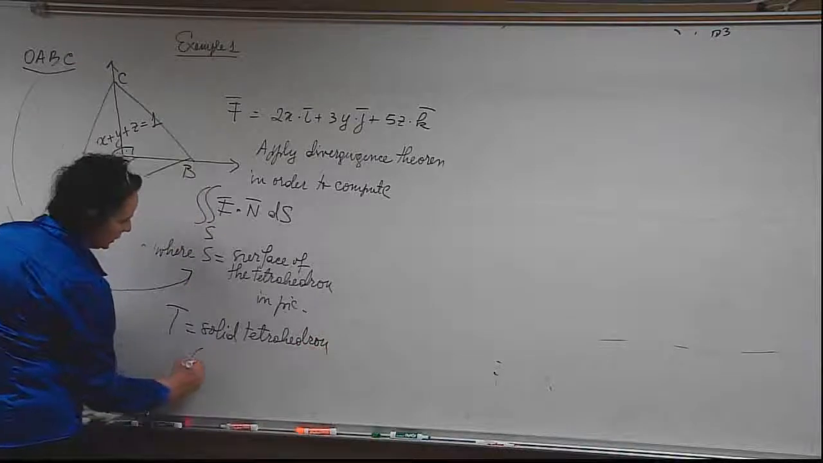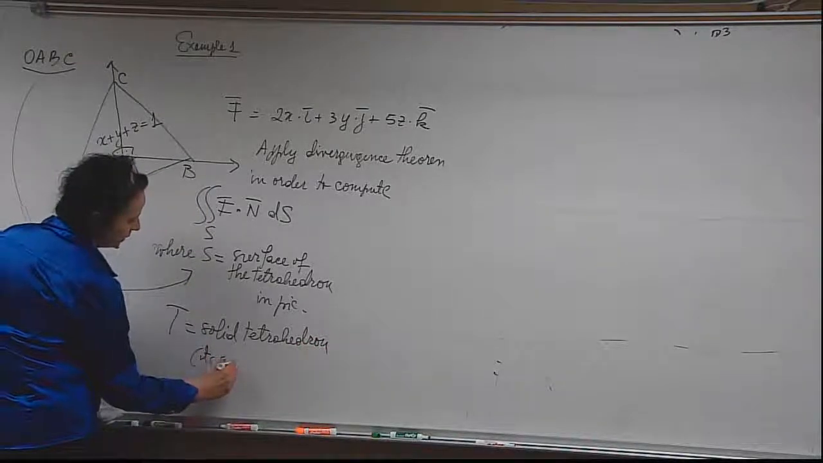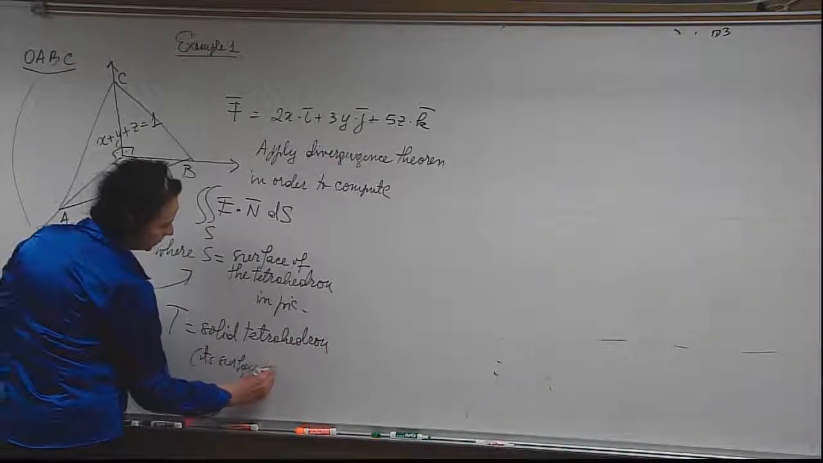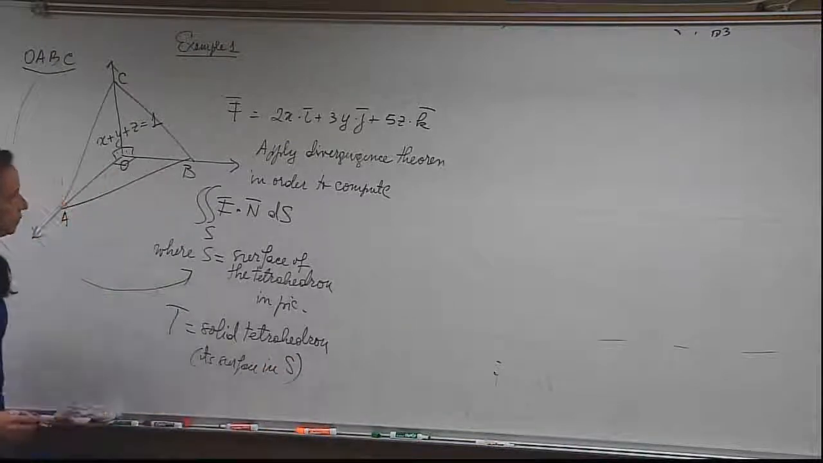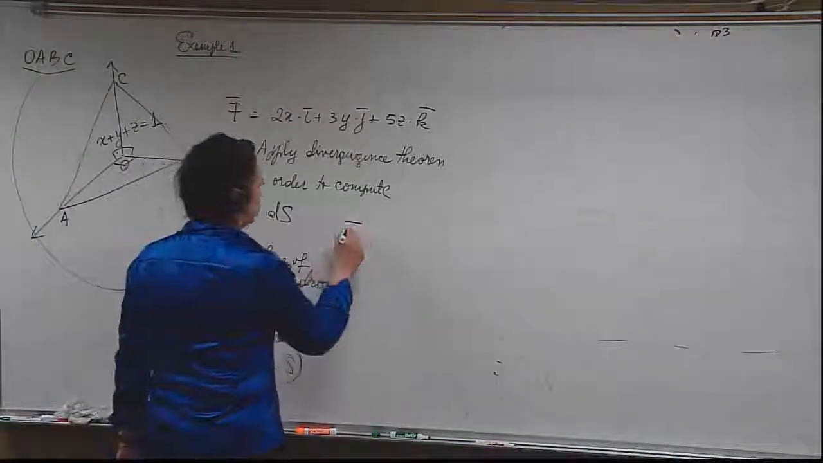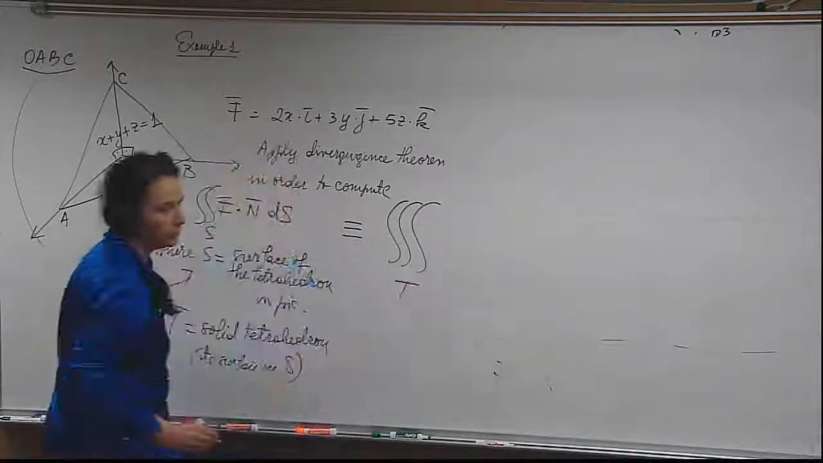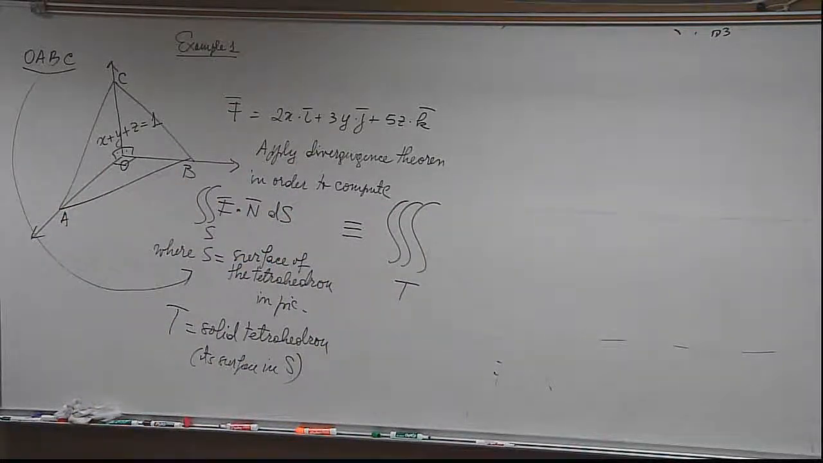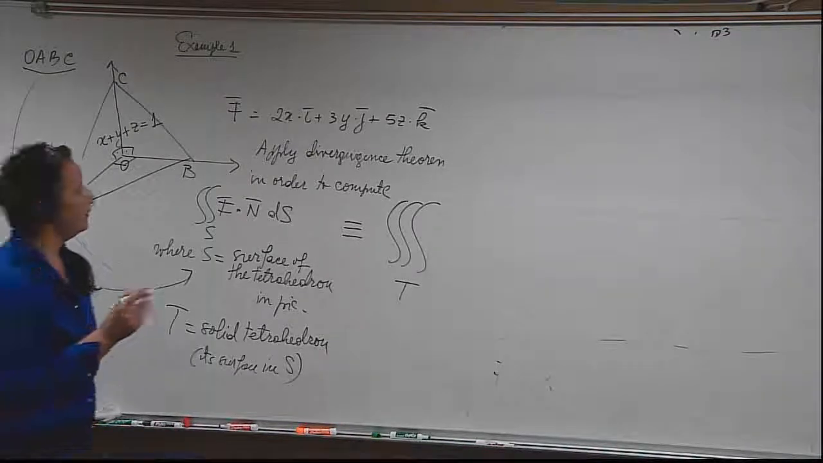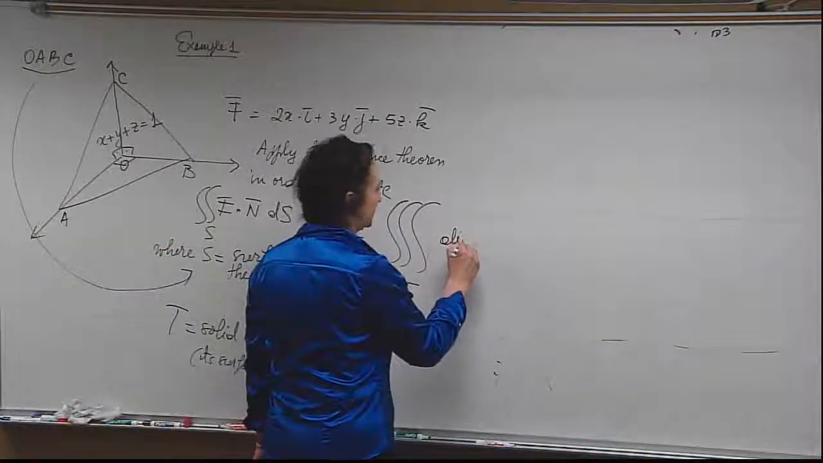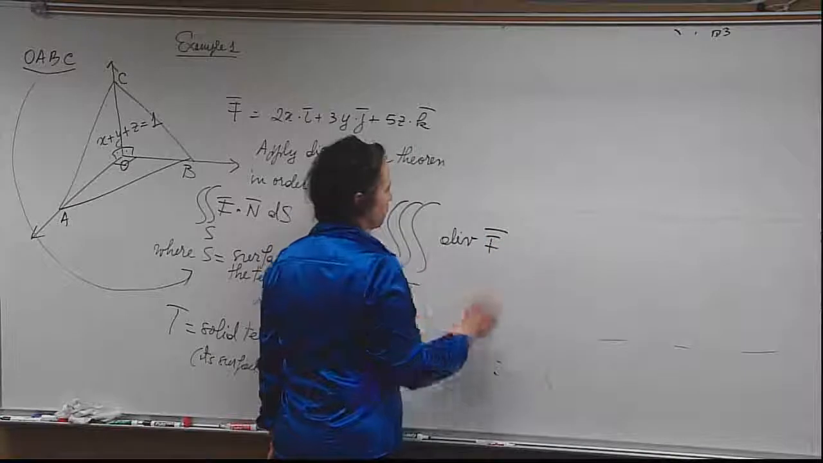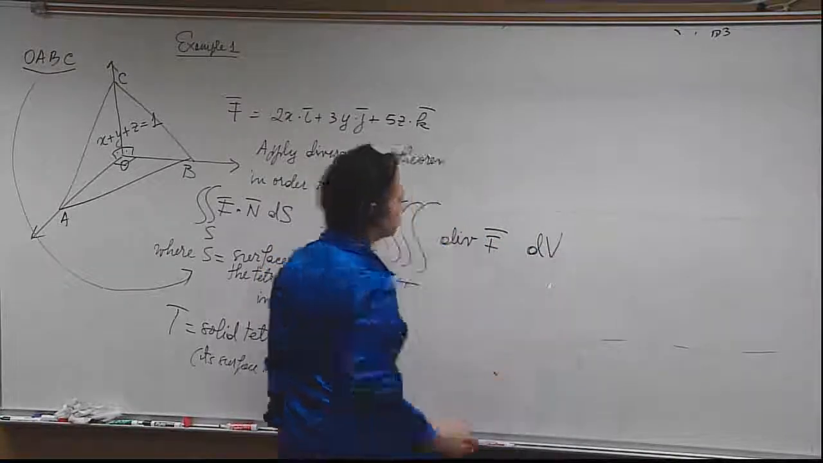And its area, its surface is S. Instead of the potato, you have the solid tetrahedron. So what do you write? Exactly what Sandra told you. Triple integral over T of what? The divergence of F, because that's the divergence theorem, dV.